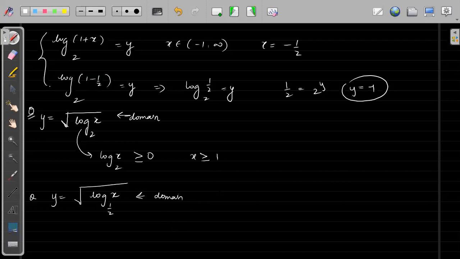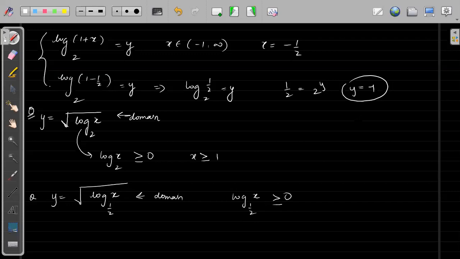How is 1/2 coming, I do not understand. How is 2 to infinity coming, I do not understand. See, this is a weak base. So this is log of x base 1/2. This should be greater than or equal to 0, right?